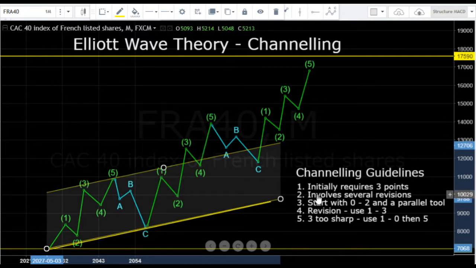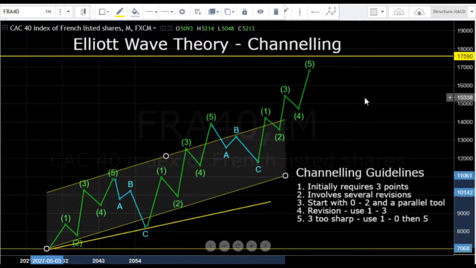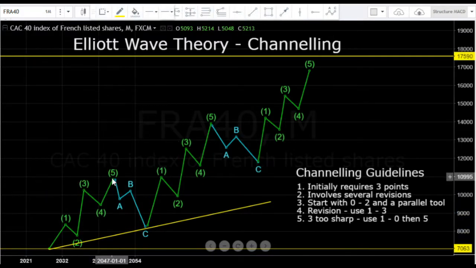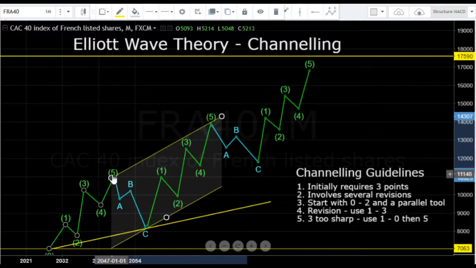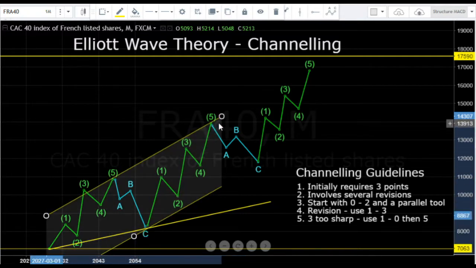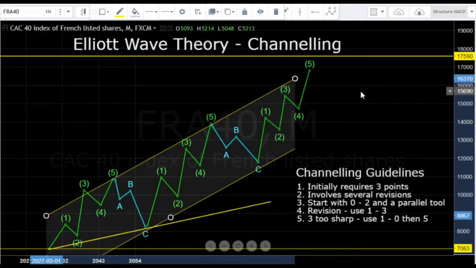So as it says here, channeling involves several revisions, so we'll need to do a revision. We started there with 0, 2, and we've used our parallel tool. So our first revision is to use 1 and 3. So if we take this out, and then we join the end of 1 to the end of 3, and pull it back to 2, we have our revised channel.